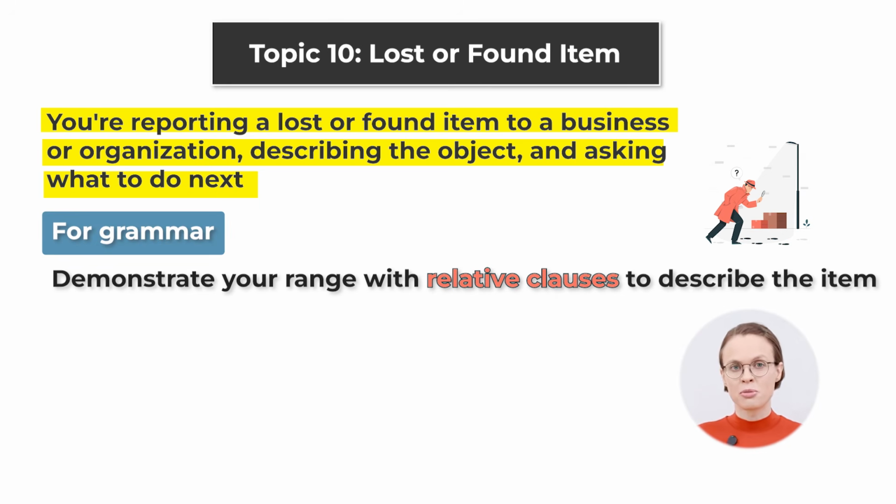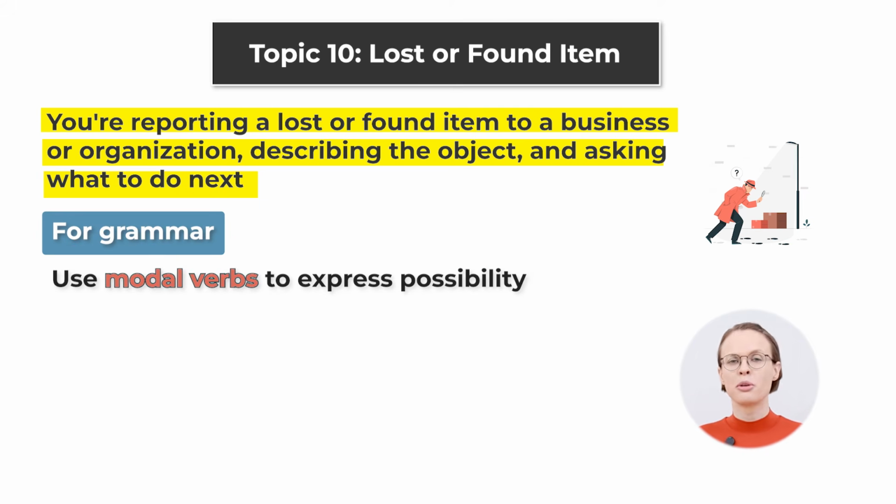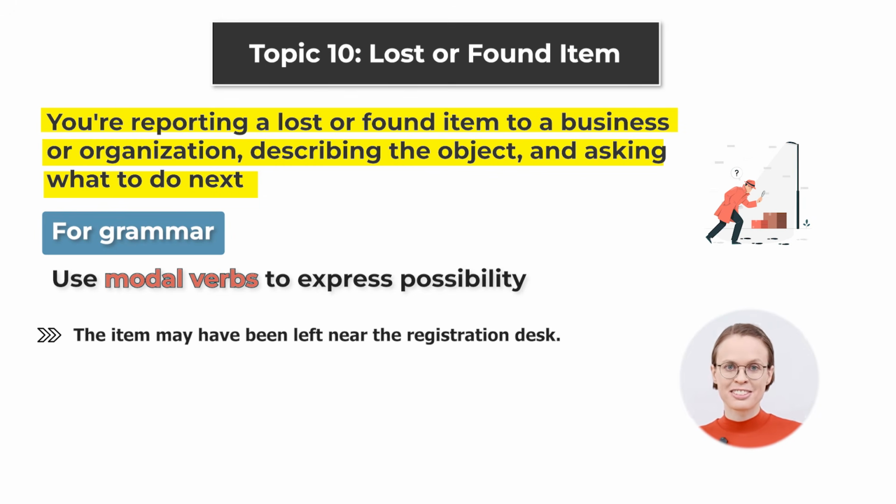Demonstrate your range with relative clauses to describe the item. "The bag, which is navy blue with leather handles, contains important documents." You can also use modal verbs to express possibility. "The item may have been left near the registration desk."